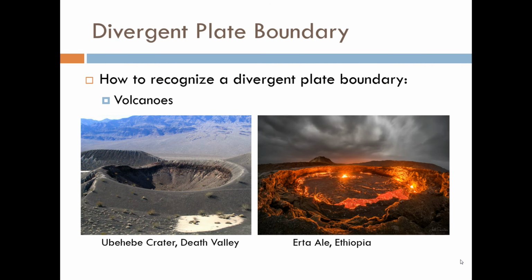Now, if you want to make sure you know what a divergent plate boundary looks like, you look for volcanoes. On the left is a picture of Ubehebe crater. That's one of the volcanoes actually in Death Valley. It's pretty young, and it may sound surprising, but there are quite a few volcanoes through Death Valley. We even have them around us here in this part of Arizona. On the right is Erta Ale in Ethiopia. So that's a major lava lake right along the East African Rift Valley.